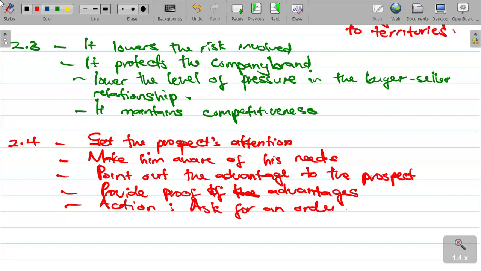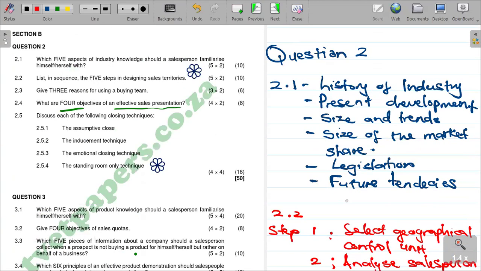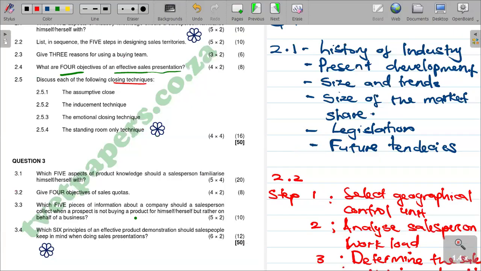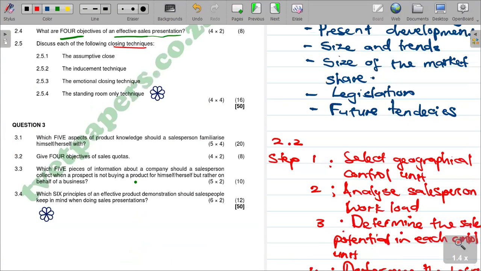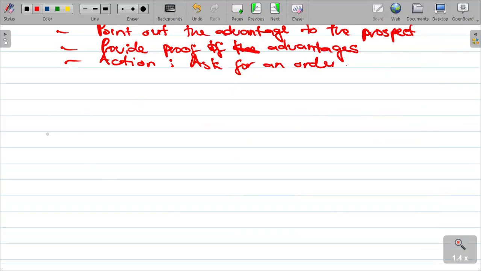Right. Let's go to 2.5. Discuss each of the following closing techniques. So 2.5.1, we have the assumptive clause.